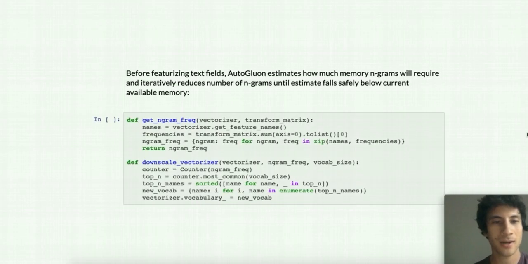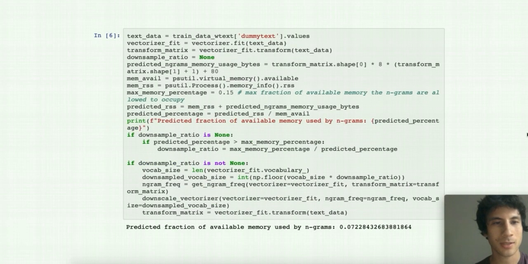Here's how this is done. Here we have two functions that implement the downscaling of the vectorizer. This decreases the number of n-grams that are considered, and the top function, getNgramFreq, counts the n-gram frequencies.